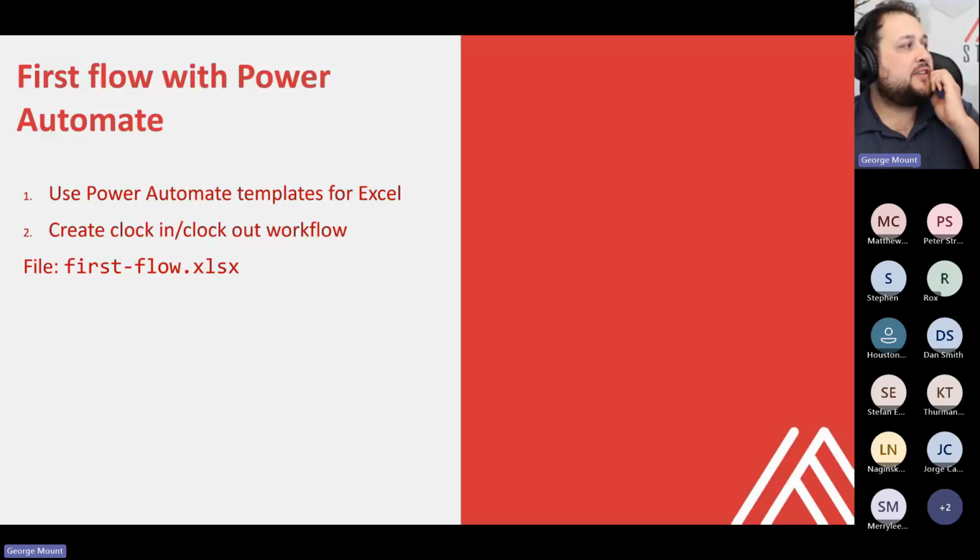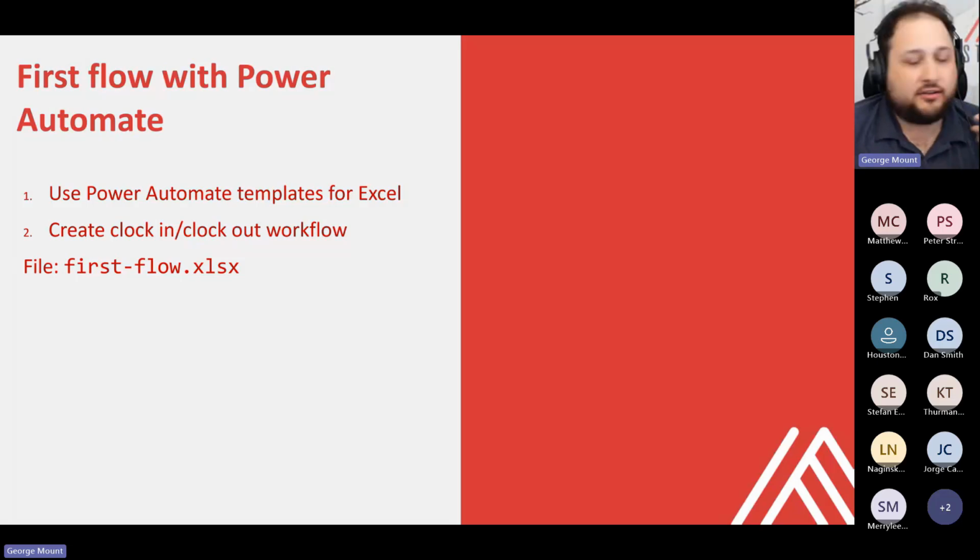All right. So our first step here is we're going to create Power Automate templates for Excel. We're going to use them. We're going to create a basic clock in, clock out workflow. So this is one of the templates that Microsoft has built for us to use and get started on. We're going to use that workflow just for our first spin around with Power Automate, understand how this tool works.